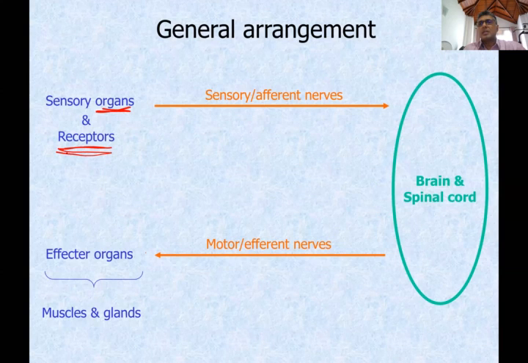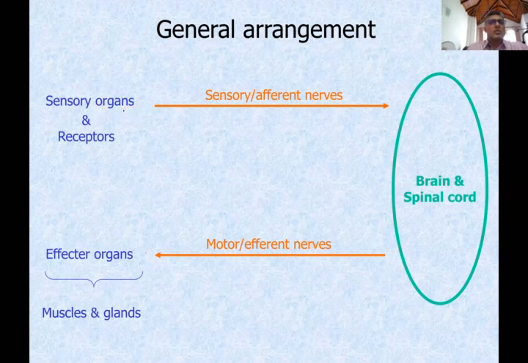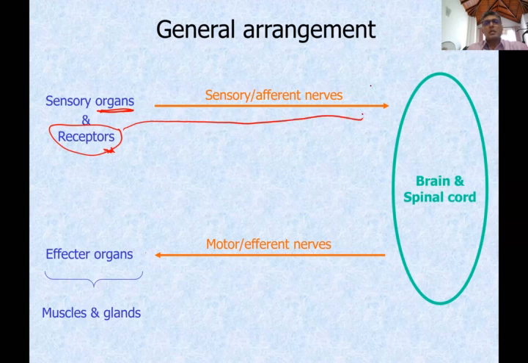receptors for touch, pressure in your skin, especially in the fingers. Then you have free nerve endings sometimes as receptors for pain. So you get either sensory organs or sensory receptors. Now the sensory organs also have sensory receptors inside them. So the receptors will generate nerve impulses, and the nerve impulses are taken through the sensory nerves to the brain and the spinal cord.